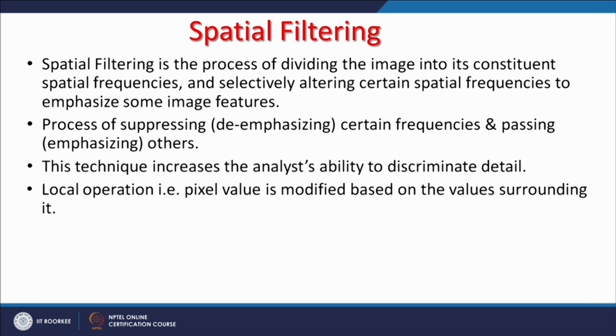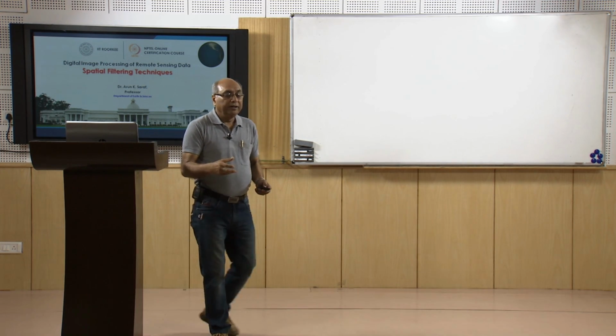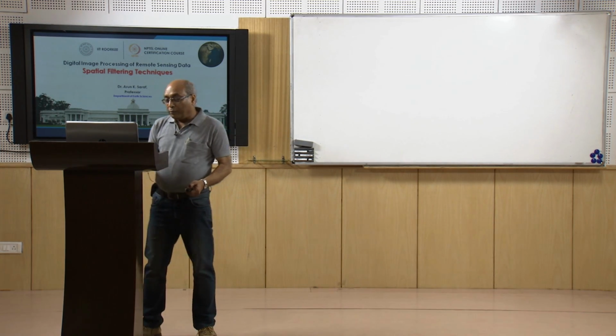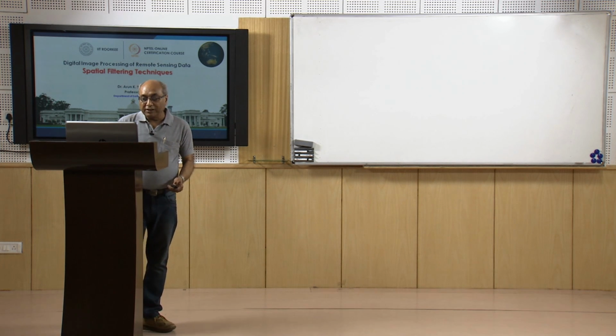This is a local operation because it has to be performed one by one on each pixel, except the pixels which are present on the edges of an image. So if you have a 3x3 pixel spatial filter, then one pixel on all sides will not be involved in the analysis. But if you have a 5x5 filter, then 2 pixels on all sides of the image will not be involved. So local operations it is, and the pixel value is modified based on the values surrounding it.